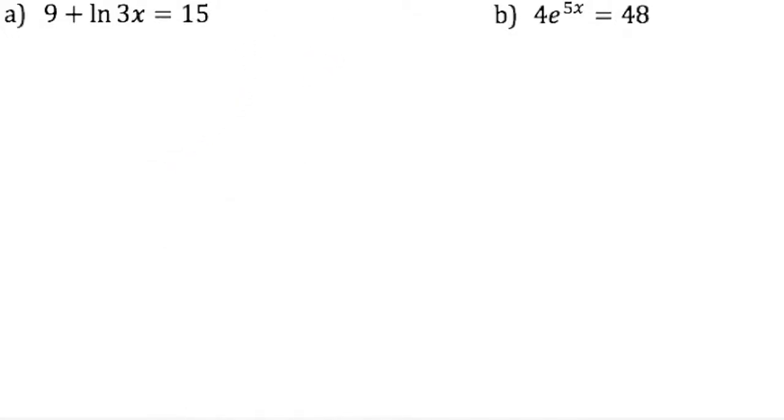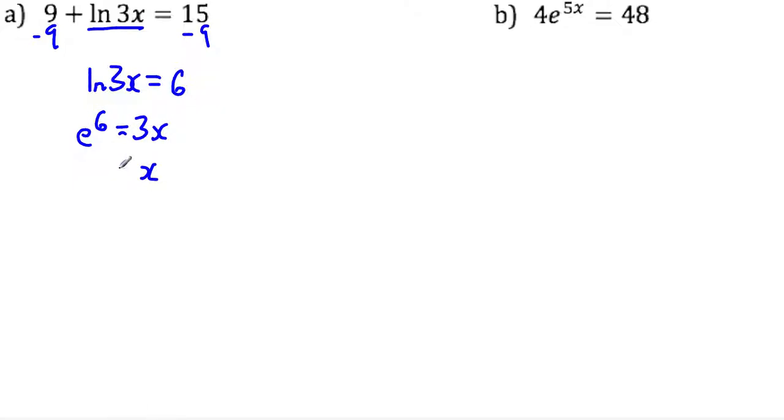So if I have problem A here, I know that I want to isolate this variable x, but in order to do so, I need to isolate this natural log of 3x. So I subtract 9 from both sides first. I get that the natural log of 3x is equal to 6. And don't forget, we can rewrite this as e to the 6th is equal to 3x. And then x must be equal to e to the 6th divided by 3.